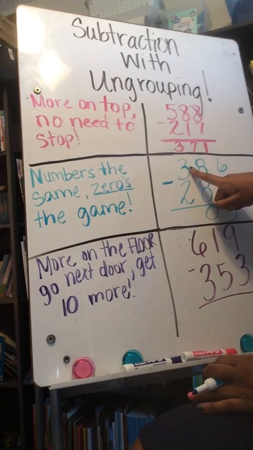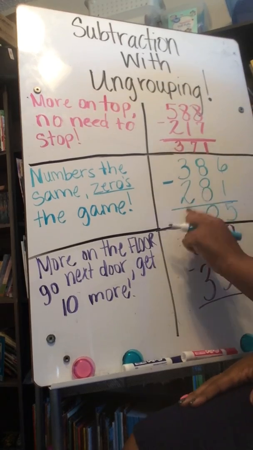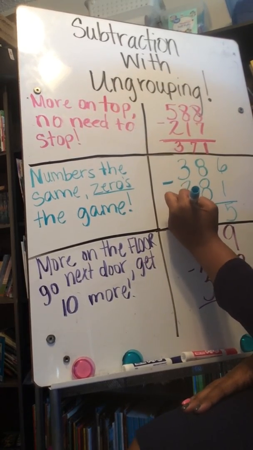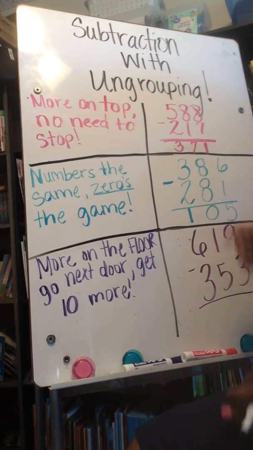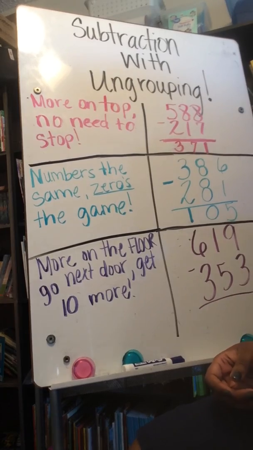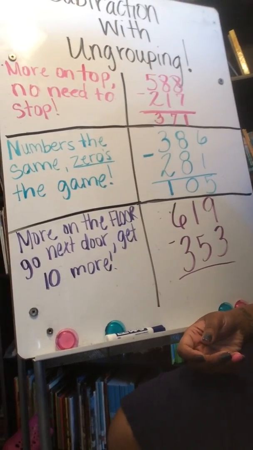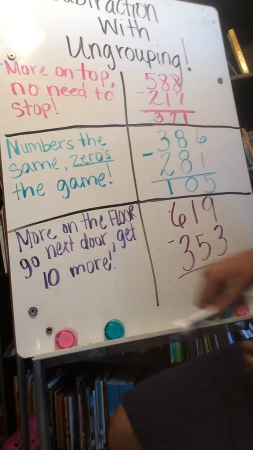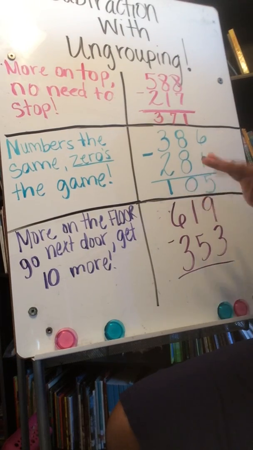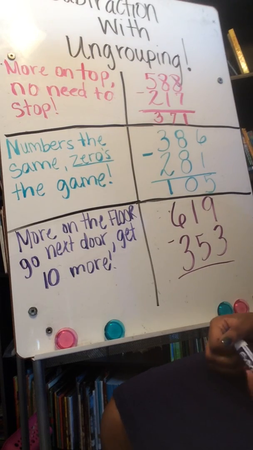8 take away 8. Here's where numbers are the same. So if I have 8 and I take away 8, numbers the same, zeros the game. You have nothing left. Then I've got 3, take away 2. More on top, no need to stop. That leaves me with 1. In this problem, my difference is 105. Now here is the tricky part. It's my favorite one, just because of how into it the kids get, especially when a student forgets to ungroup and go to the next place. They'll be like, you better go to the next place. You got to go next door and get 10 more. So they're super cute when they do that.